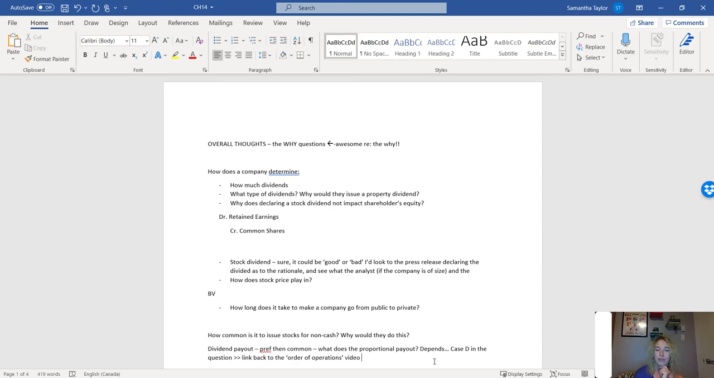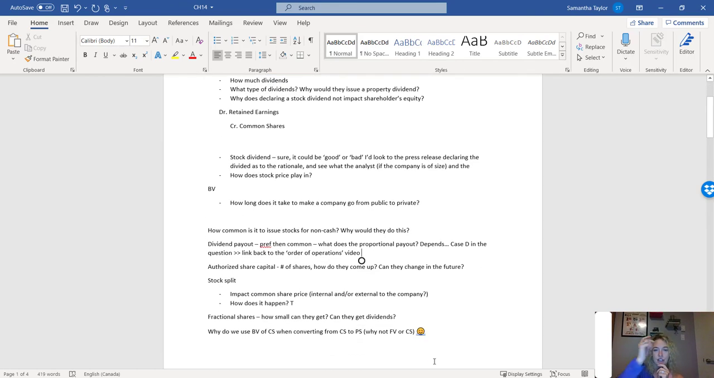So the order is arrears, if applicable, preferred share dividends for the current year, any matching for our common share, and then proportional, or proportional up to a cap. So read the question.